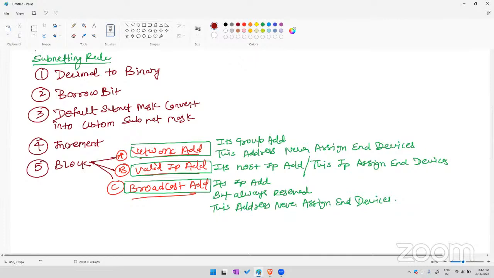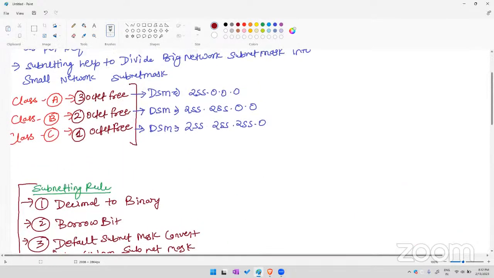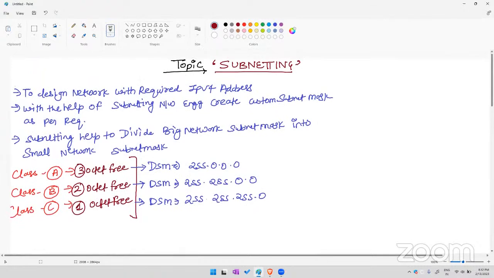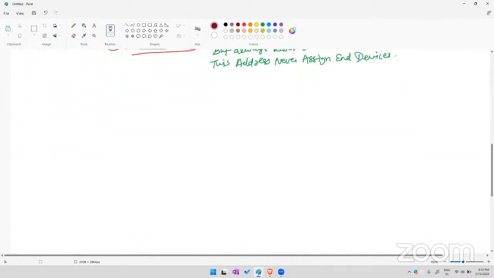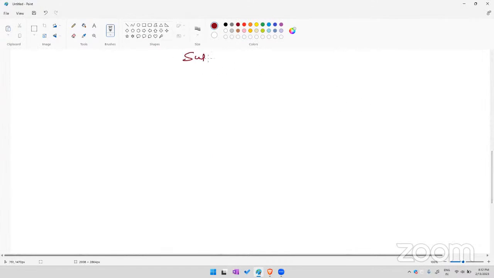Whenever we perform the subnetting rule, we must follow these 5 steps. If you've done these 5 steps, then within a second, subnetting will be clear. Before doing subnetting, you must go through this theoretical point: why we use subnetting. Clear? Then we discuss the subnetting rule. So now, we can perform subnetting.